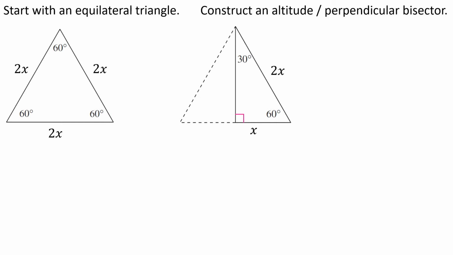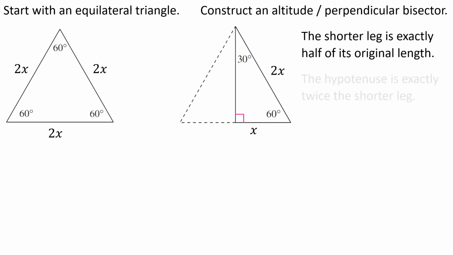Notice across from the 30 degrees, that length is now just x because it got cut in half. So sure enough, the hypotenuse must be twice the shorter leg. Now, is the other leg, the longer leg, across from the 60 degrees, really x times root 3?